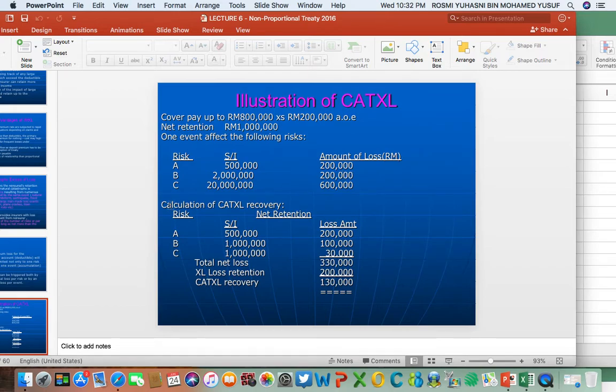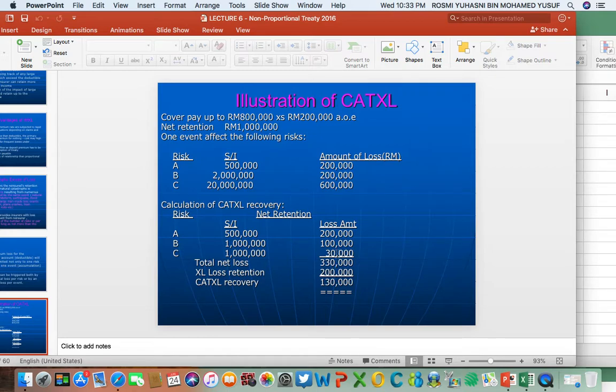The same goes for risk C. The original sum insured is 20 million. The insurer will retain only up to 1 million maximum, and they will also retain a claim of only 30,000. The percentage retained by the insurer times 600,000 gives you 30,000. So at the end of the day, the total net loss retained by the insurer is 330,000.